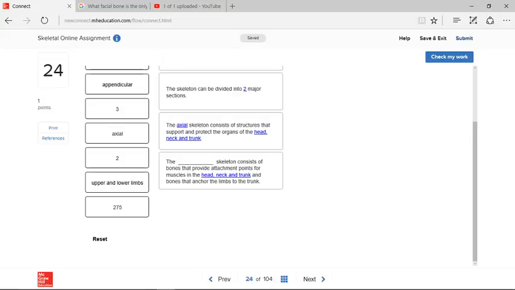The skeleton consists of bones that provide attachment points for muscles in the head, neck, and trunk, and bones that anchor the limbs to the trunk.